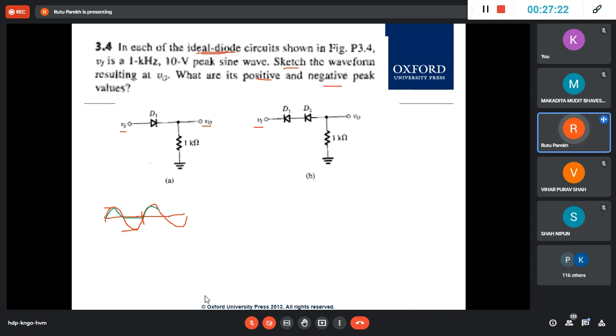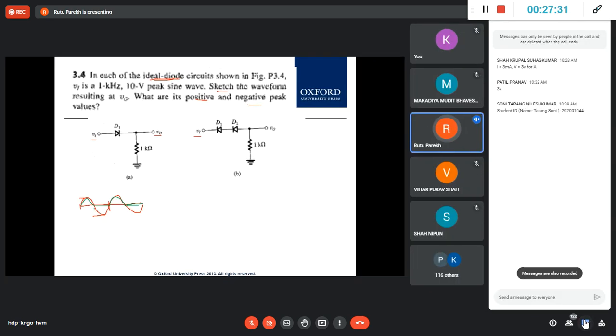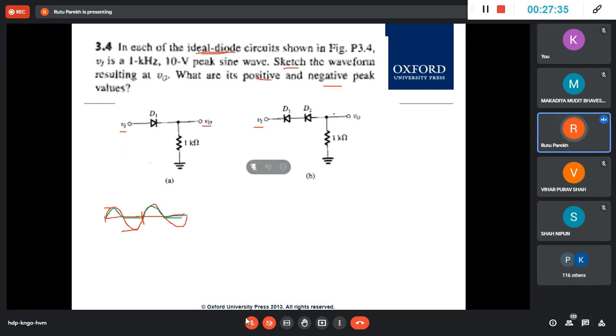Then I'm just superimposing. This is the zero wave, and that will be your output. And your negative half is zero, so just a straight zero. So that is your output here.